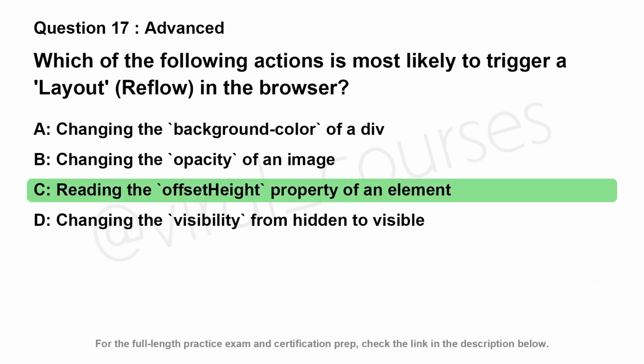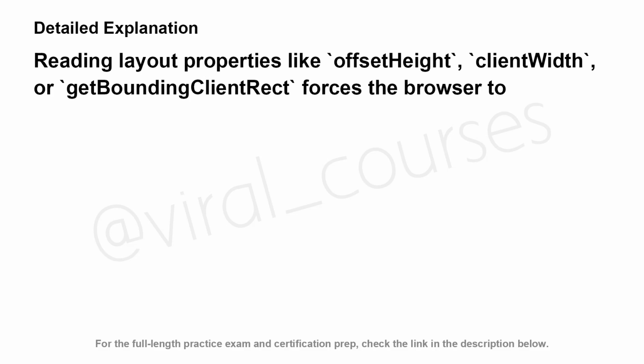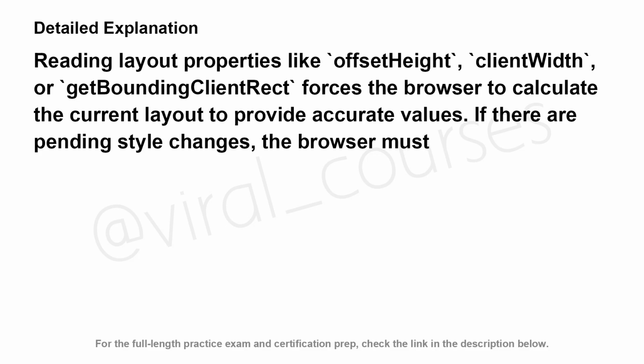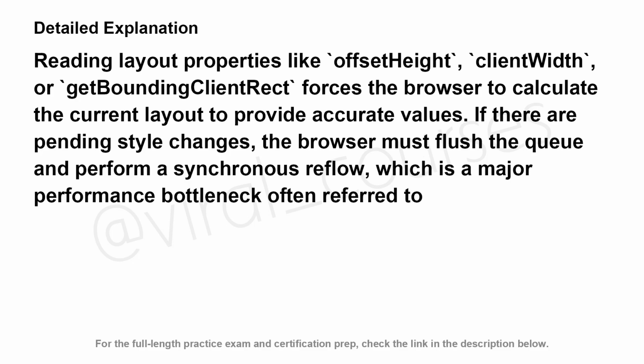The correct answer is C. Reading layout properties like `offset height`, `client width`, or `get bounding client rect` forces the browser to calculate the current layout to provide accurate values. If there are pending style changes, the browser must flush the queue and perform a synchronous reflow, which is a major performance bottleneck often referred to as layout thrashing.